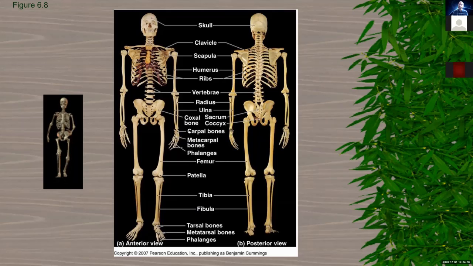The bones of the wrist are known as the carpal bones. You can see they're really tiny bones. They attach to the bones of your hand, which are known as the metacarpal bones. And then you have individual bones in your fingers known as phalanges. You have 3 phalanges for each finger, 2 phalanges for your thumb.